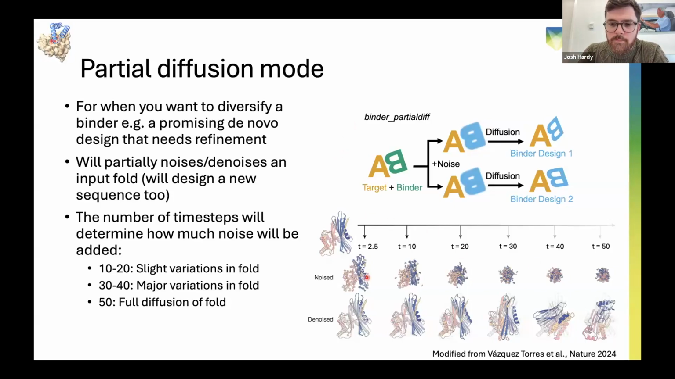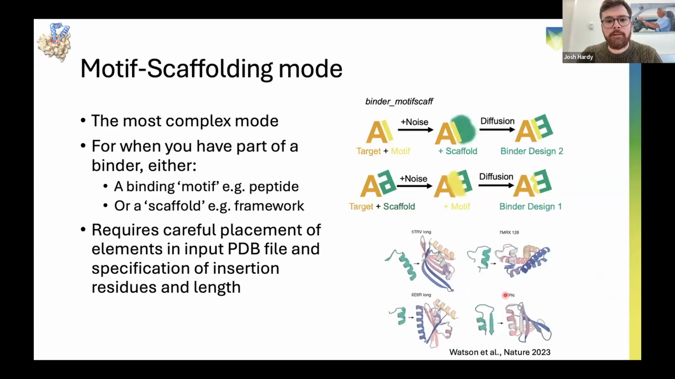And so if you look at this diagram here, if we go all the way to the full diffusion and full noise, we're basically going to get a different protein. But if we stop halfway and denoise that, we can get a variation on our input fold. So this is a way of generating slight variations of what you do, depending on how many time steps you choose and building diversity. And the fourth and final mode is motif scaffolding mode.